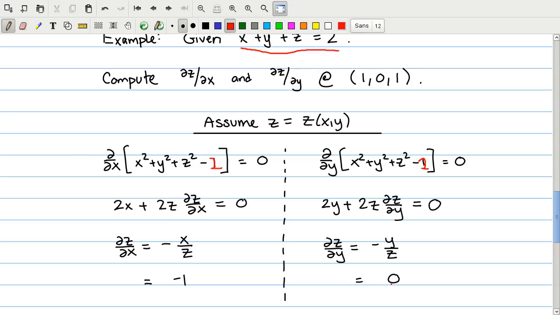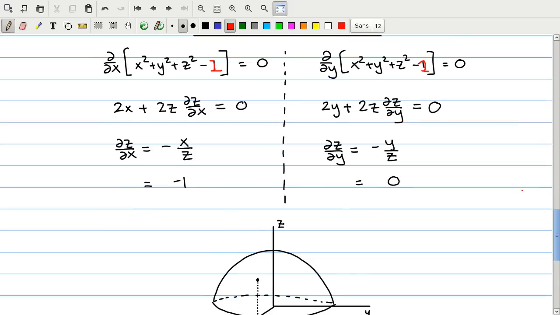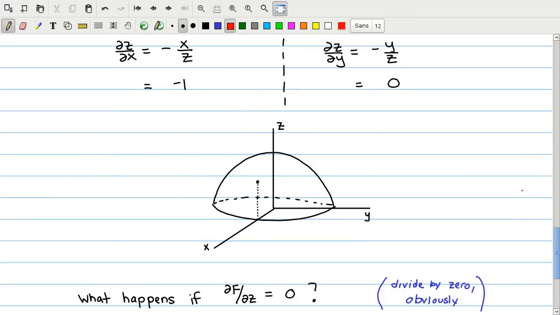Now, does this make sense? Does this line up with what we know about a sphere? We can go ahead and plot a sphere. This is the top of a sphere. And I've drawn it not quite correctly because 1, 0, 1 would actually be closer to here. It's not right at the edge because the radius of this sphere is the square root of 2. So this would be some point on the inside.